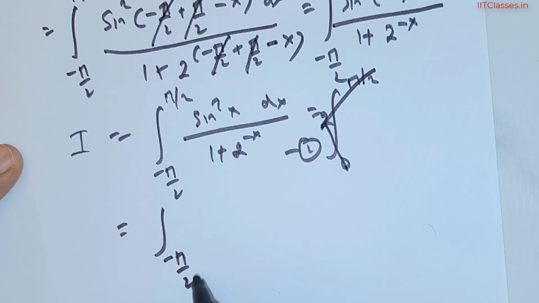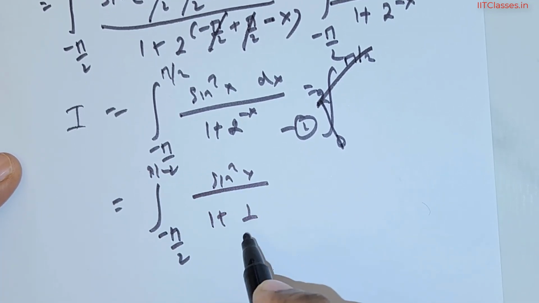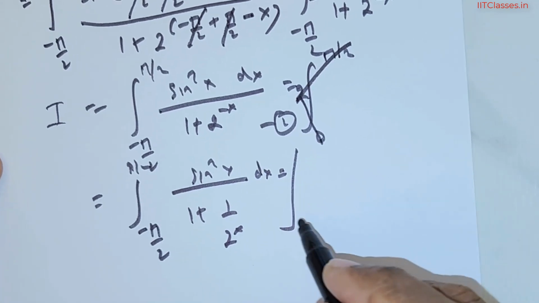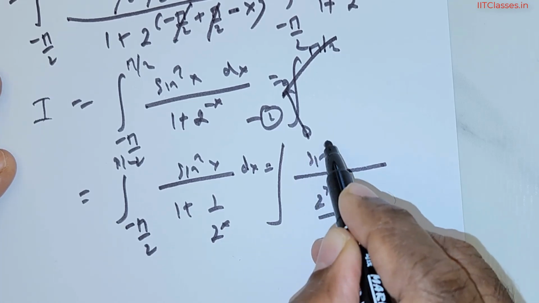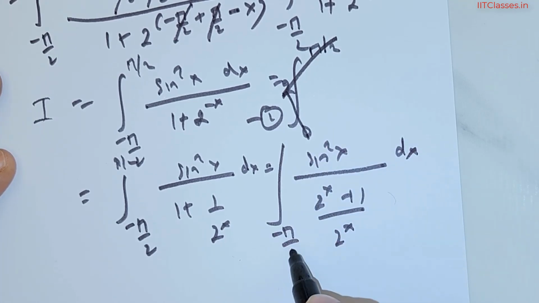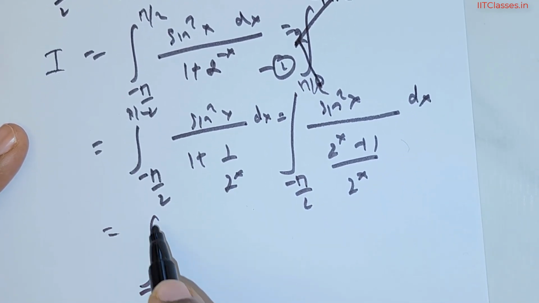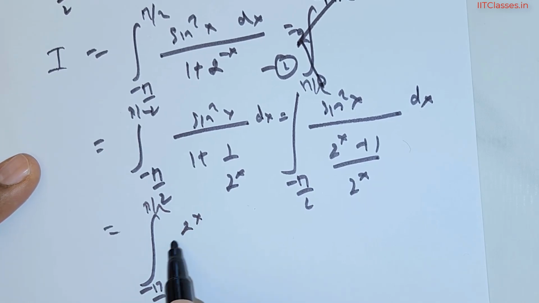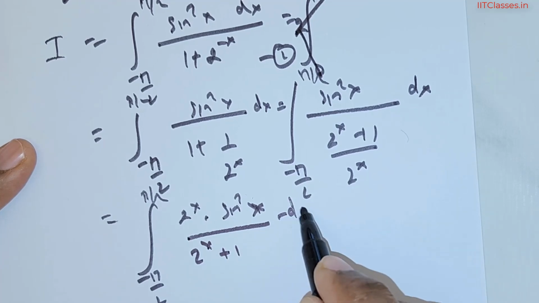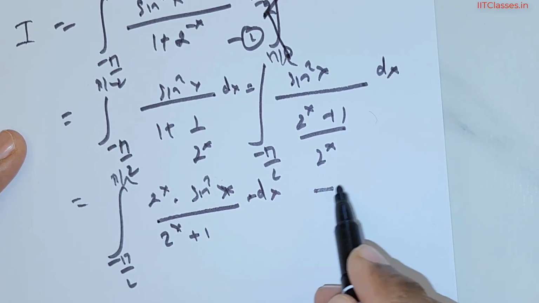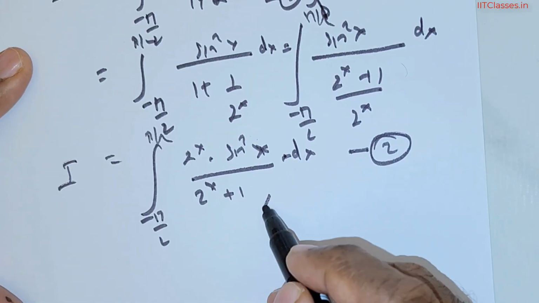So this is integral negative pi over 2 to pi over 2 of sine squared x over 1 plus 1 over 2 raised to the power of x, dx. So this is going to be 2 raised to the power of x plus 1 divided by 2 raised to the power of x, and you have sine squared x dx. You flip this, you get 2 raised to the power of x times sine squared x divided by 2 raised to the power of x plus 1, dx. I take this as 2, and you have I on the left side. So I add 2 with 1.